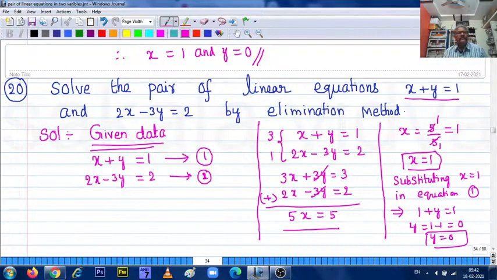This method is the elimination method. The elimination method is a very simple method. Okay, tomorrow we shall discuss the remaining problems.